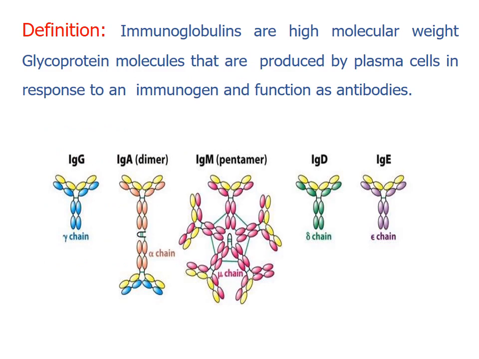So what are immunoglobulins? Immunoglobulins are high molecular weight glycoprotein molecules that are produced by plasma cells in response to an immunogen and function as antibodies. So mainly 5 types, that is GAMDE, and 5 characteristics. Number 1, high molecular weight. Number 2, glycoprotein. Number 3, produced by plasma cell. Number 4, in response to immunogen. And number 5, function as antibodies.